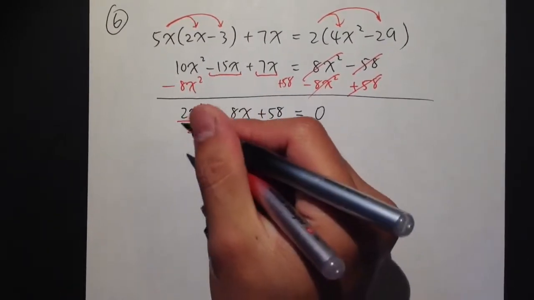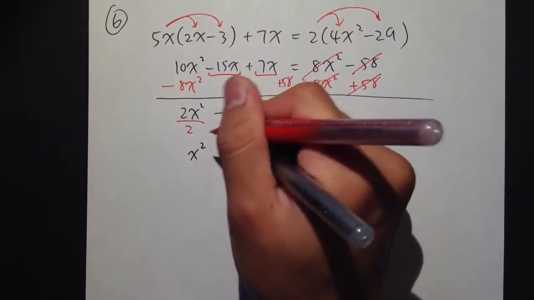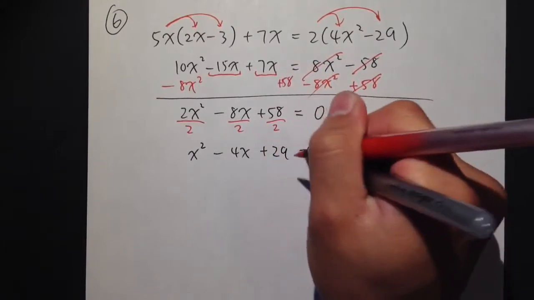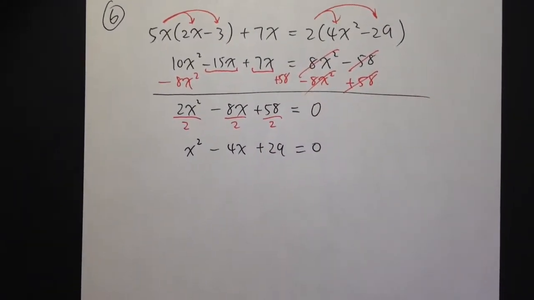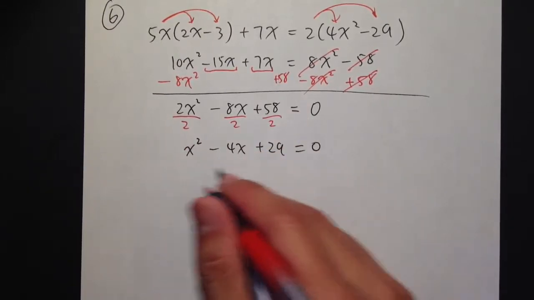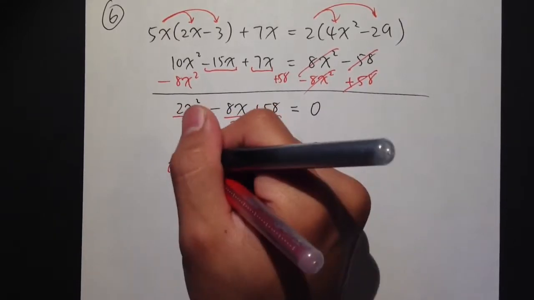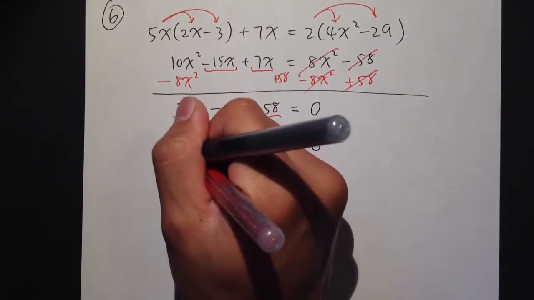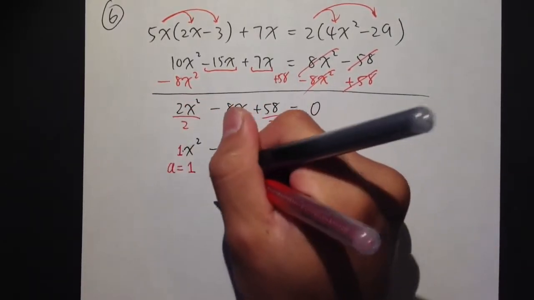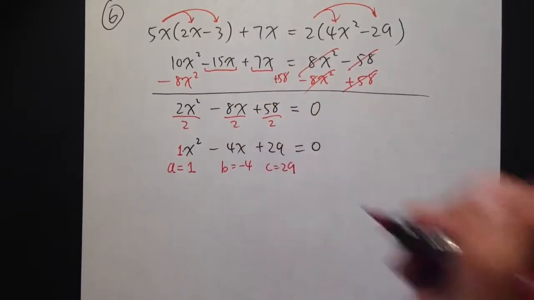So I will get 2x squared divided by 2. We just have x squared minus 4x plus 29. It's equal to 0. Now, there's nothing else that we can simplify, and then we have the equation in the standard form. Let me just use the quadratic formula. So a is the number in front of the x squared, which is technically a positive 1. So a is equal to 1. b is equal to negative 4, and c is equal to 29.